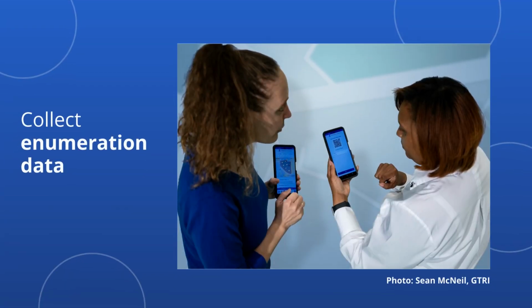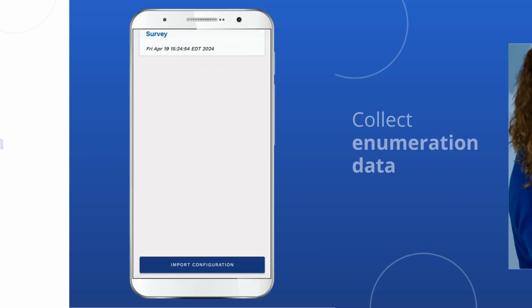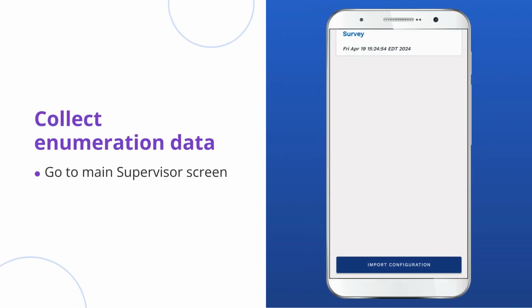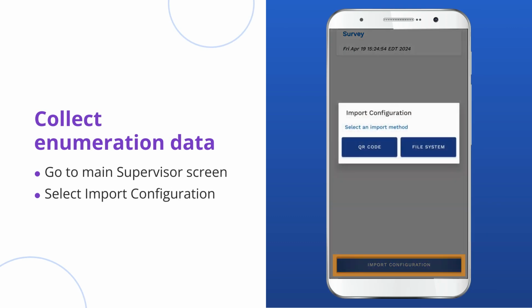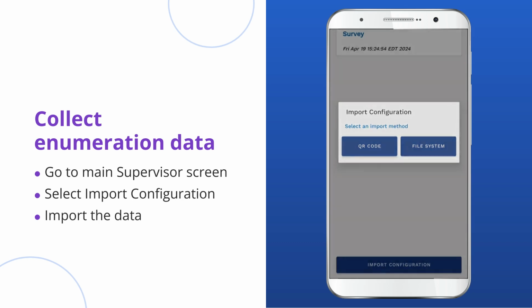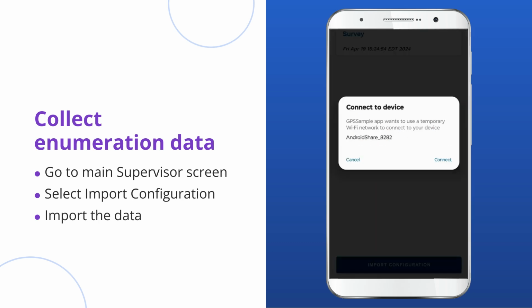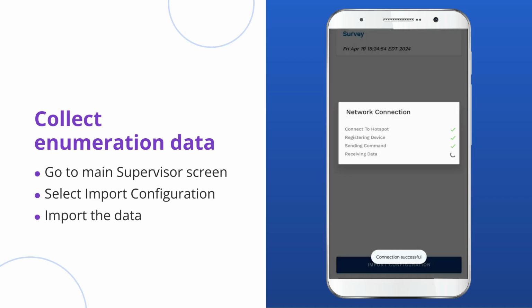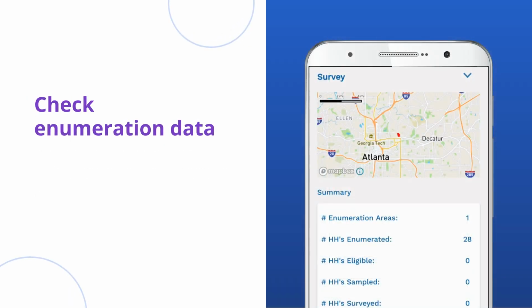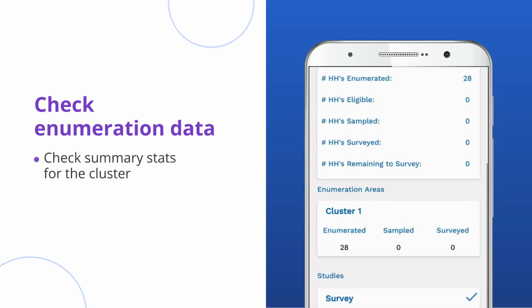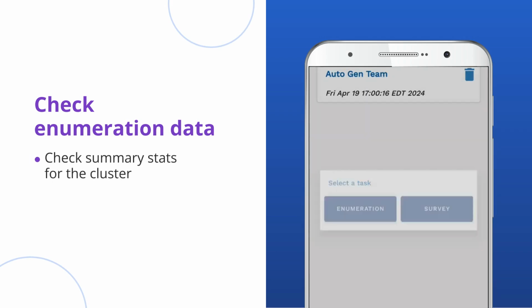At the end of enumeration, meet with the enumerator to collect their data and check whether any areas were missed. Go to the main supervisor screen and select Import Configuration. Then import the data using either the QR code or the file system method. Verify that you have the same summary stats as the enumerator.